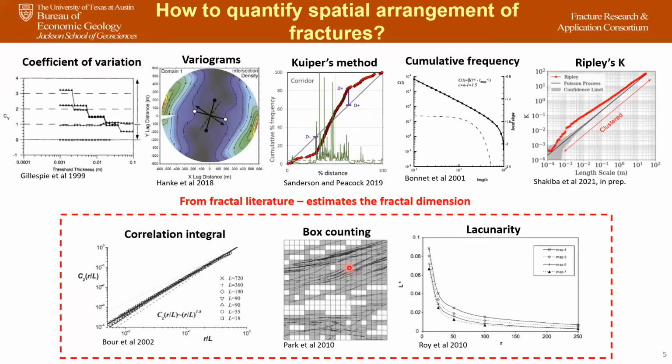The lacunarity does that by estimating the varying sizes of non-fractured areas along the skyline. And the correlation integral does a similar job, but by counting the distances between the fractures. And today I'm going to focus on the correlation integral method, because that's where the normalized correlation count derives from, and I want to show you how it works.